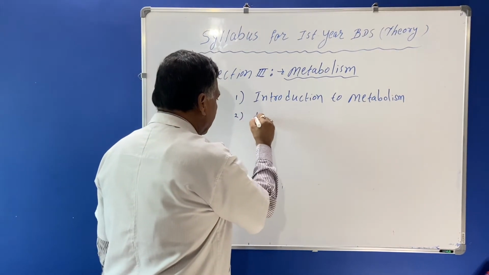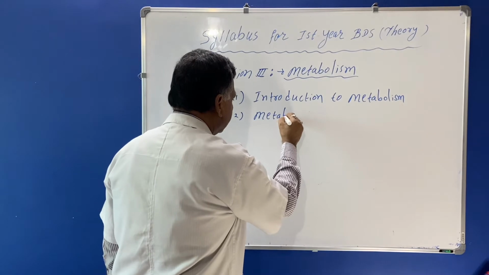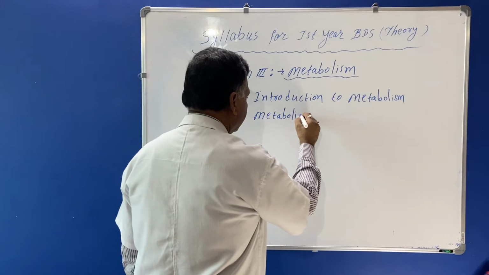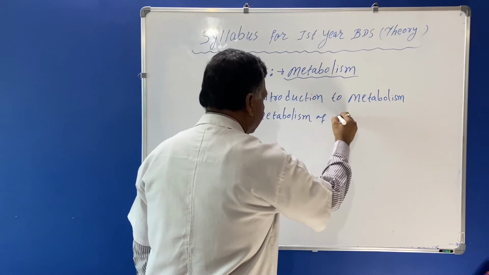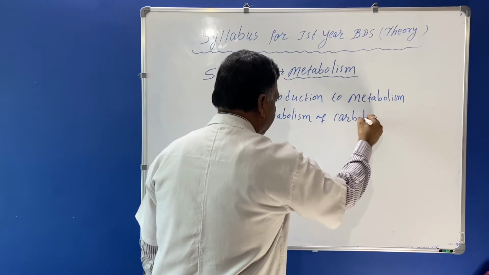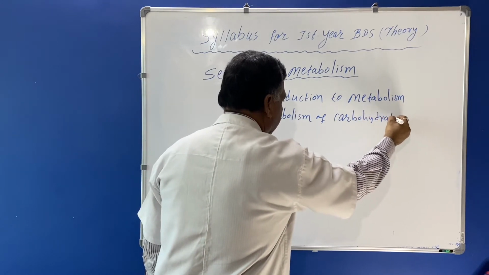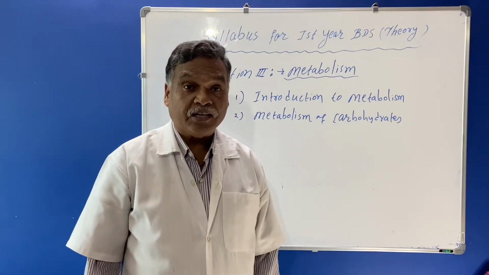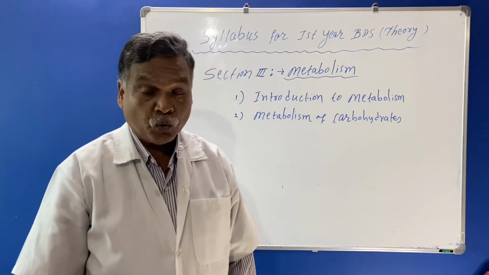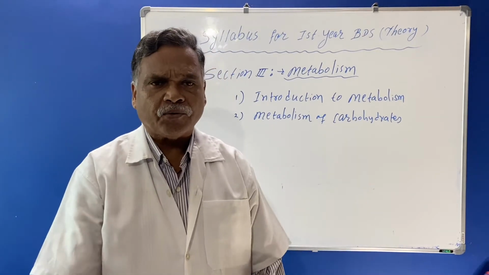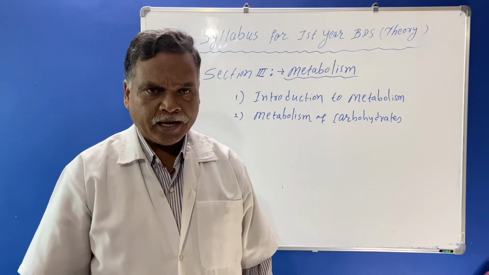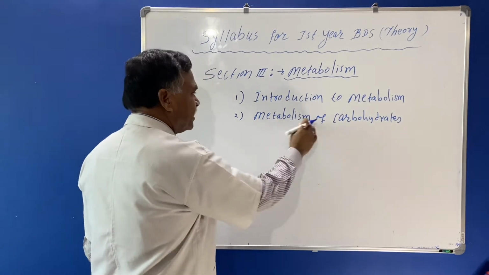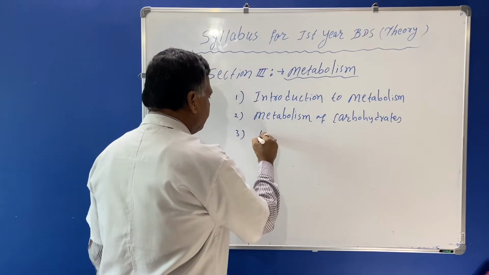The second one is metabolism of carbohydrates. Under this heading you have to study different cycles like glycolysis, glycogenesis, glycogenolysis, and gluconeogenesis. These are the cycles which run in the body and are carried out by the liver. So you must know the metabolism of carbohydrates.